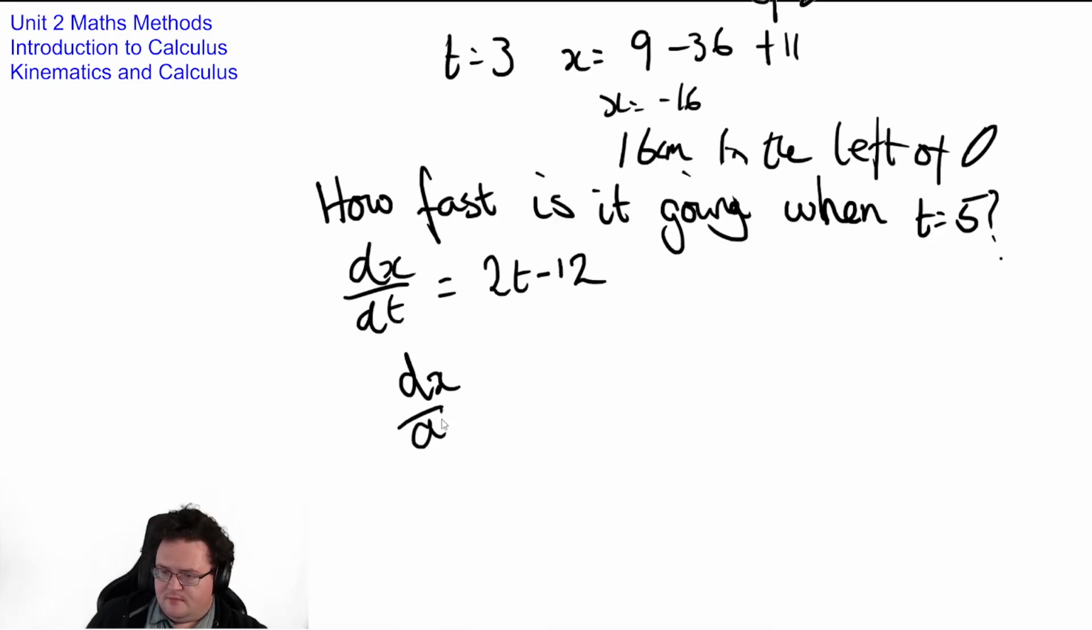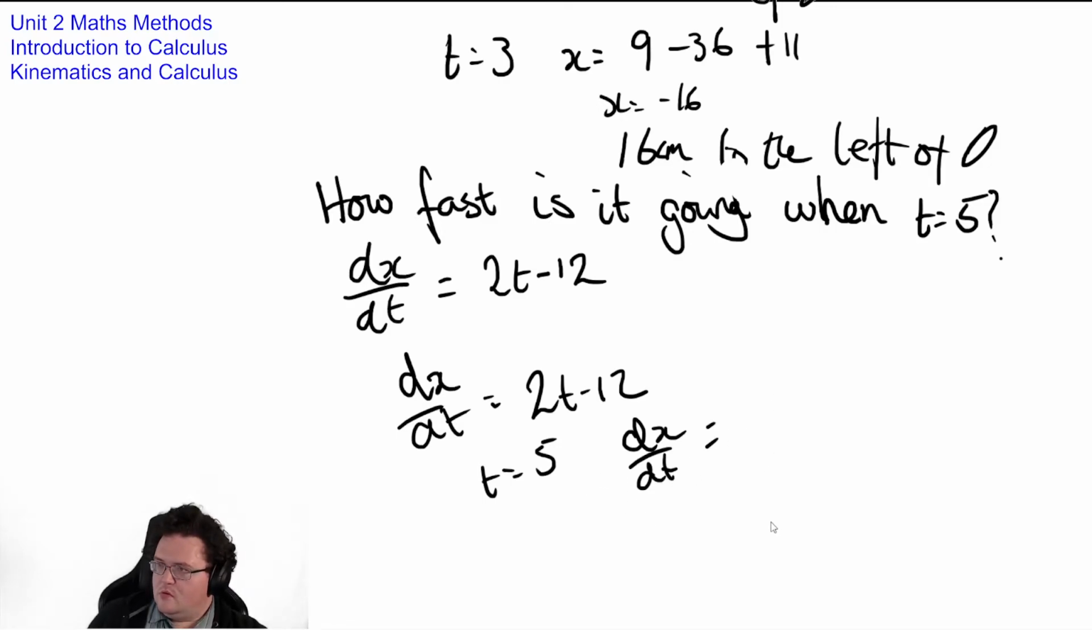So dx/dt is equal to 2t minus 12. When t equals 5, dx/dt is equal to what? It's equal to minus 2. Thank you, Ciel.